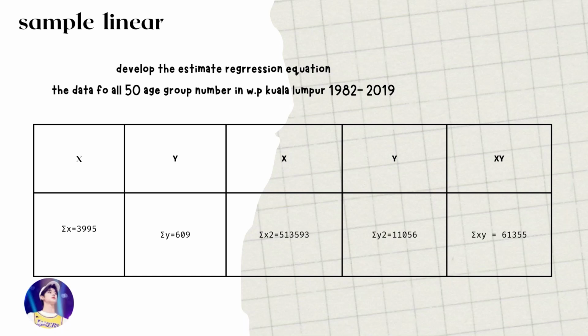I want to present my part on simple linear regression. Develop an estimated regression equation. The data of all age group numbers in Wilayah Persekutuan Kuala Lumpur from 1982 until 2019. Sum of x equals 3995, y equals 6098, 513593, y squared equals 11056, then xy equals 61355.